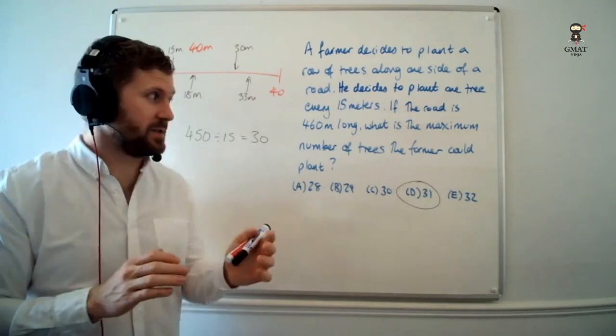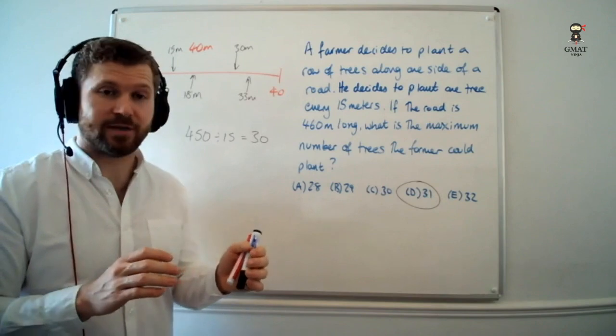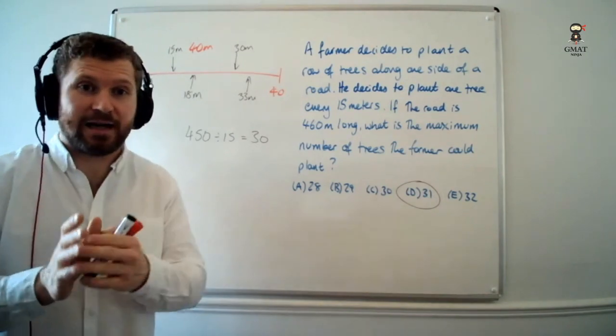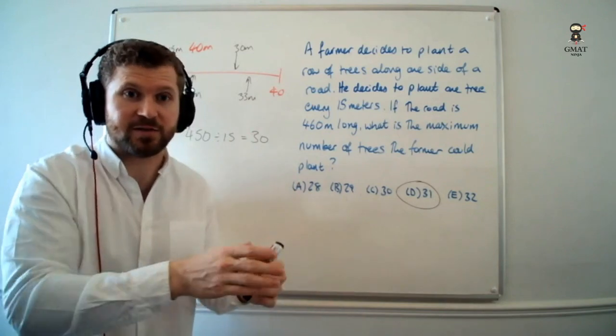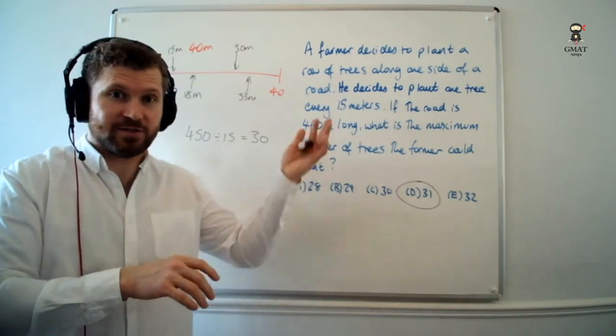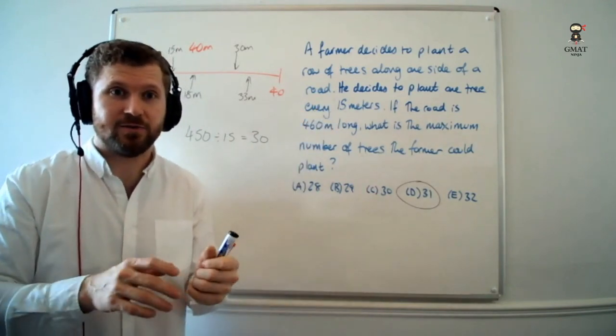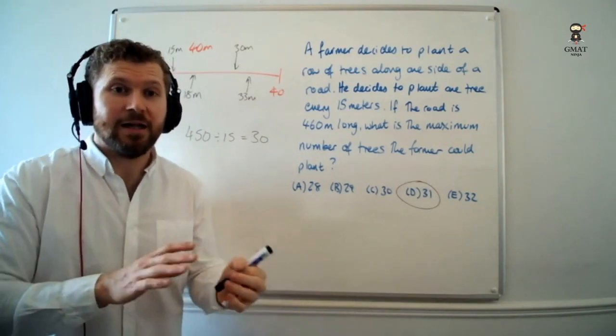what's the situation? Yeah, what's the maximum number of trees the farmer could plant here? It doesn't have to be 15 meters, 30 meters, 45 meters, 60 meters. That's an assumption you're making. It's not in the question. They're not telling you to do that. There is no trap here.